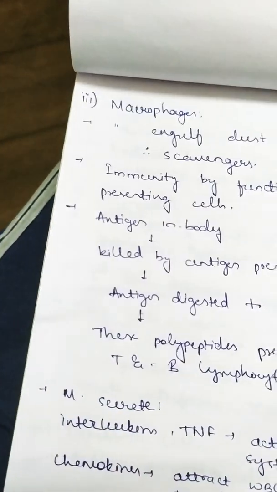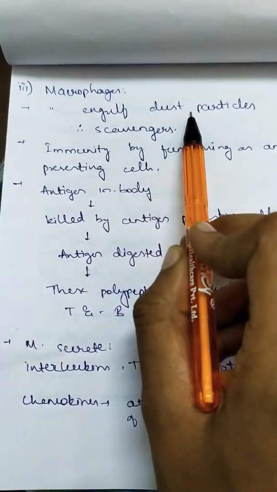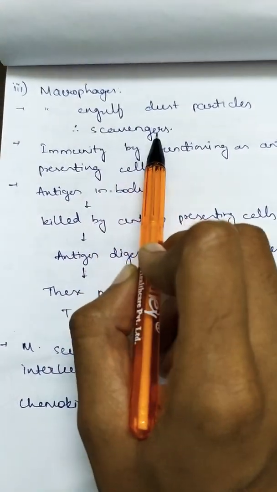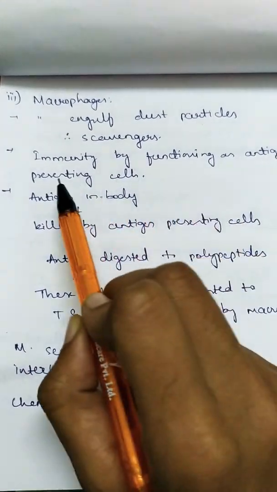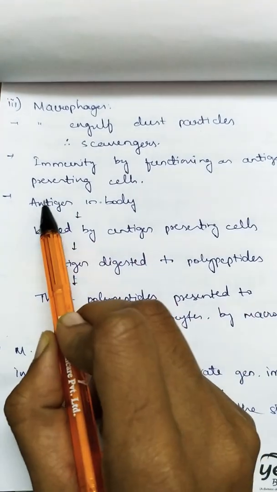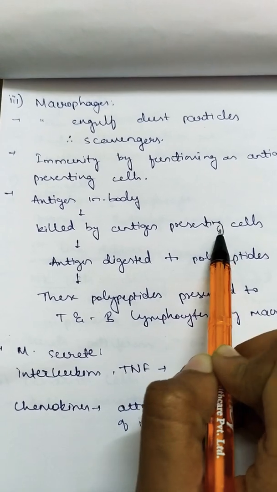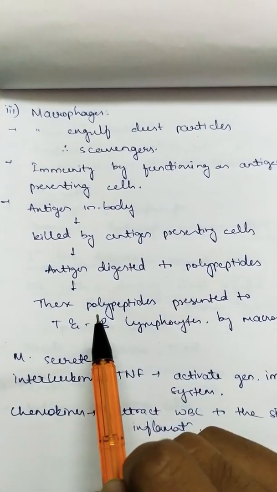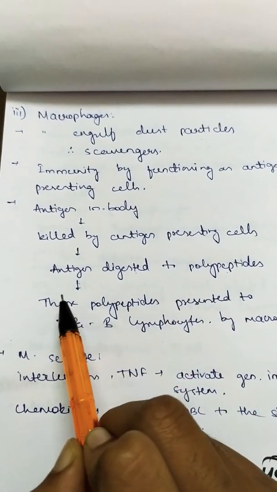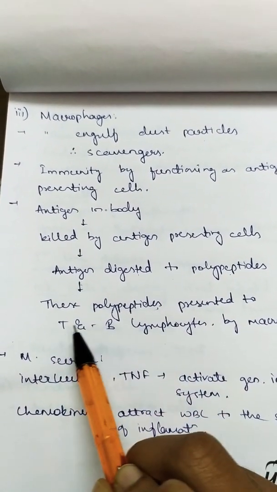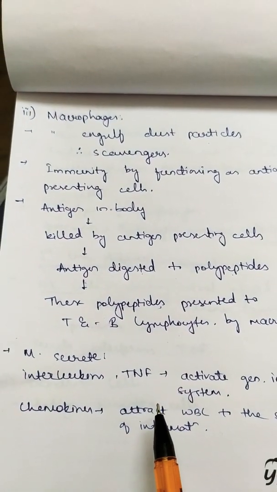The third one is macrophages. These are going to engulf the dust particles, so we'll call them scavengers. They are also going to provide immunity by functioning as antigen presenting cells. Whenever antigen is going to enter the body, it is killed by antigen presenting cells like macrophages, and then the antigen is digested to polypeptides, and then these polypeptides are being presented to T and B lymphocytes by macrophages.